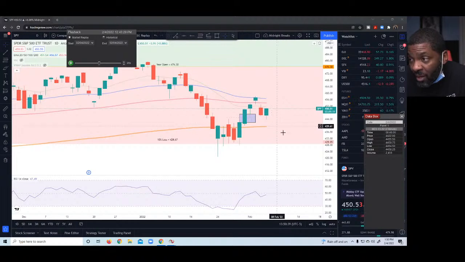Are we gonna go up? Are we gonna go down? I'm just waiting on the confirmation right now to see which way we gonna be going. But that's my same liquidity run reversal setup.